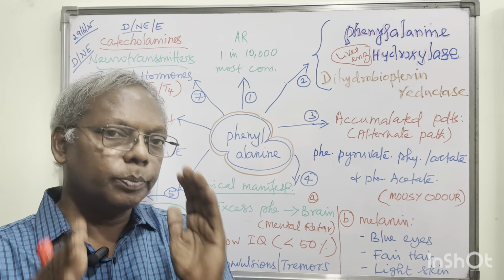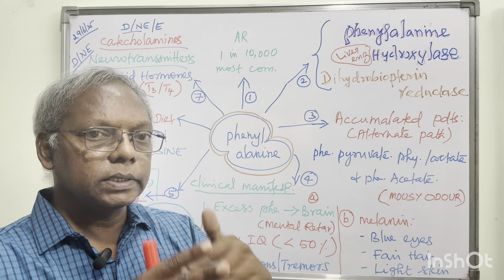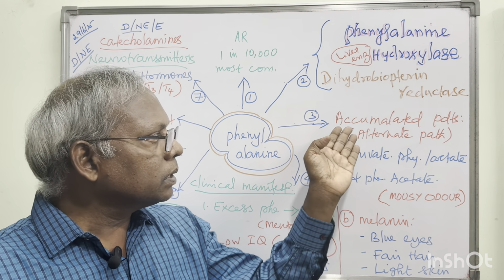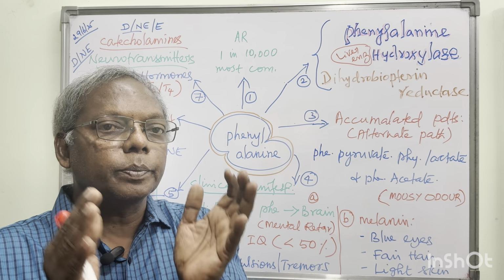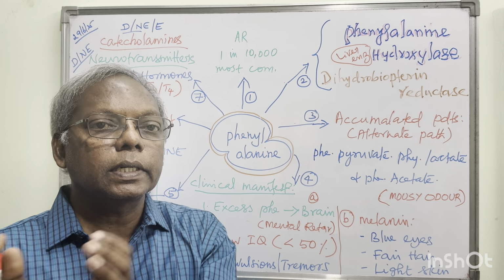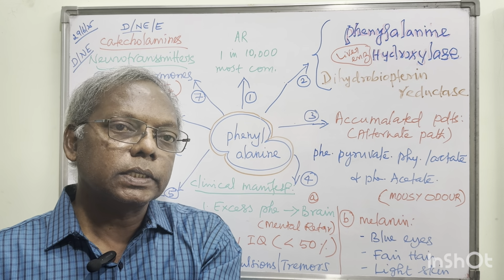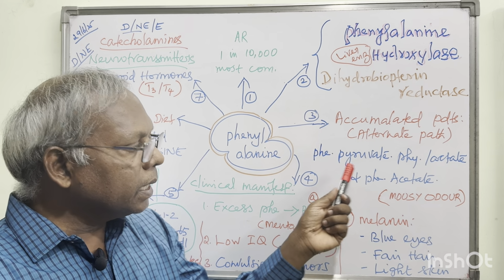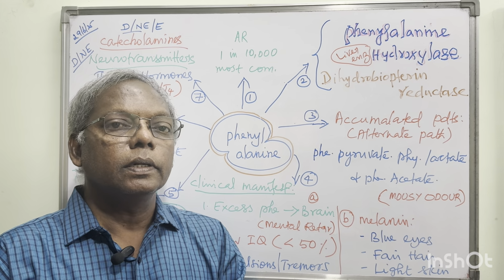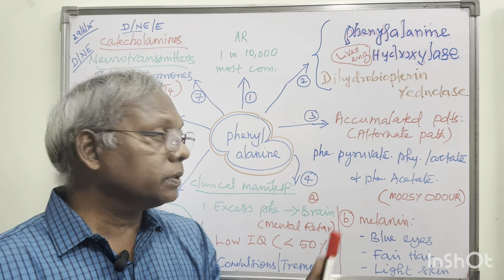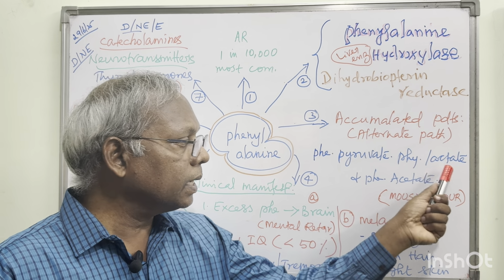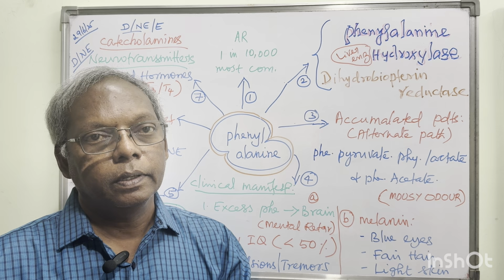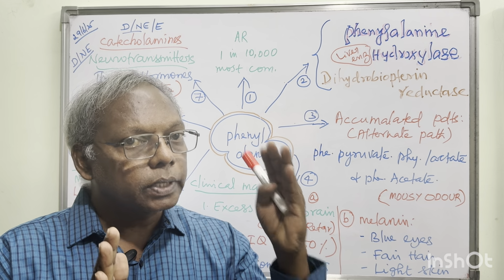Third part, suppose the enzyme is defective. In this disease, the enzyme is defective. After that, the accumulated phenylalanine will get converted into alternative products by an alternate pathway. The products synthesized from the alternate pathway are phenyl pyruvate, phenyl lactate and phenyl acetate. Usually phenylalanine is converted into tyrosine.